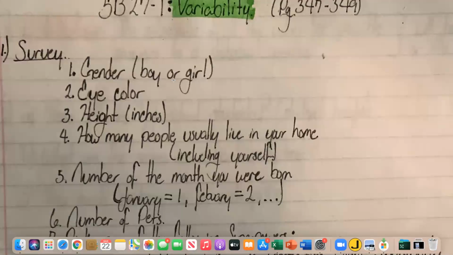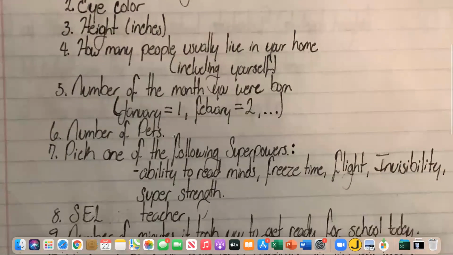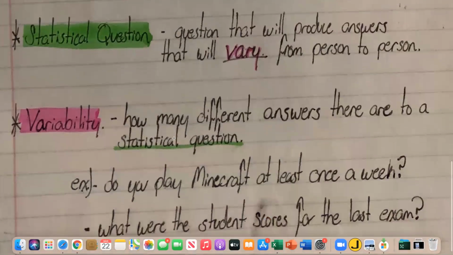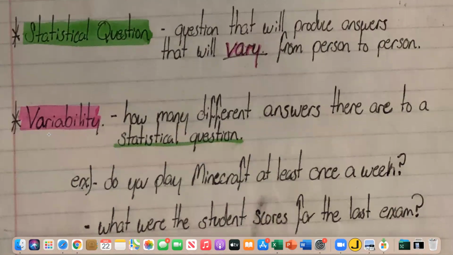How many people live in your home? It depends on who I'm asking, right? Number of the month that you were born. It depends on who I'm asking for pets, etc., etc. Which brings us to the second term that we're looking at today, which is variability. Notice how the word vary is at the beginning. The word vary simply means difference or change. It means that there's different things.